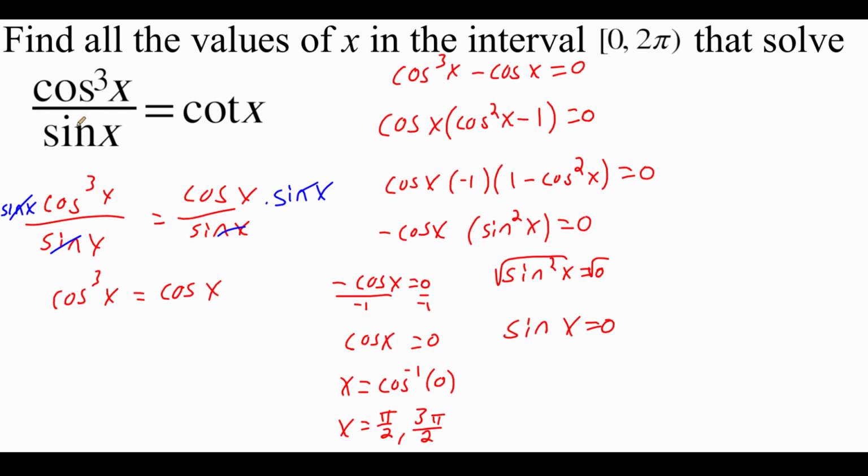But if we go back to our original equation, we've got the sine of x on the bottom of our fraction. And if we let the sine of x equal 0, then that means that we would have 0 on the bottom of this fraction, which we're not allowed to have. So this sine of x equals 0 isn't going to give us any actual answers. We would get undefined values at those zeros. So our only answers for this equation are x equals pi over 2 and x equals 3 pi over 2.